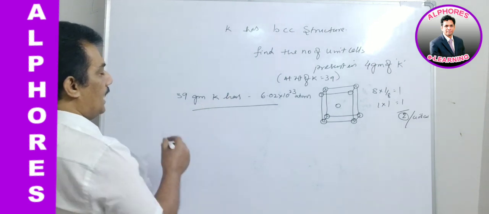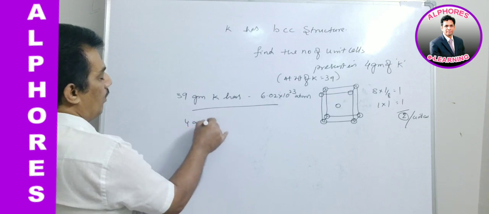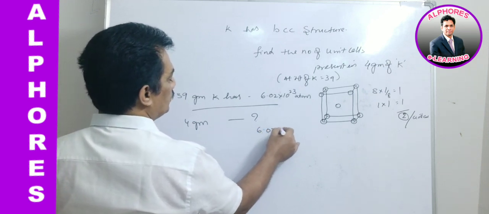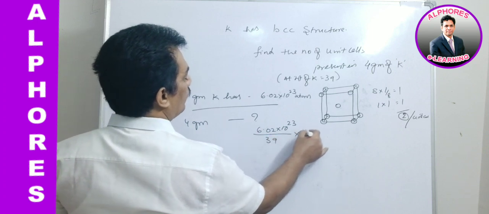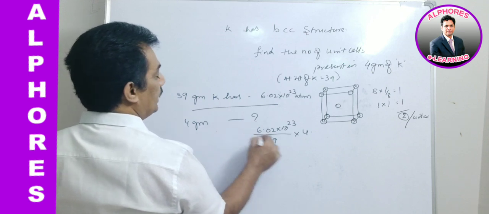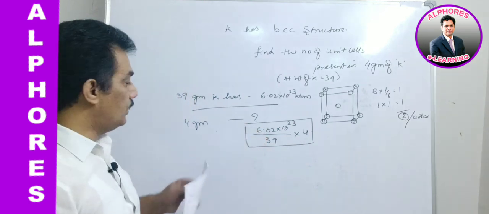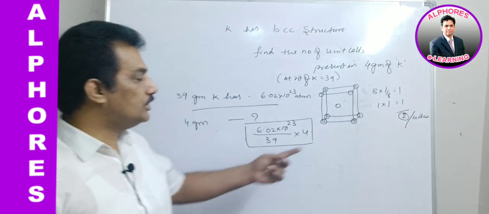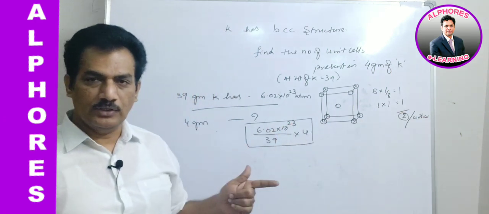Now when 39 grams possess this number of atoms, 4 grams have how much atoms? It is nothing but 6.02 into 10 to the power of 23 by 39 into 4. This is the number of atoms that present in 4 grams of potassium. But we know, 2 atoms is equal to 1 unit cell. Just you observe, 2 atoms is equal to 1 unit cell.